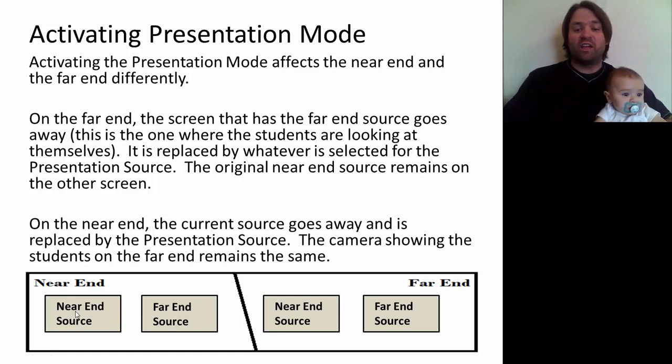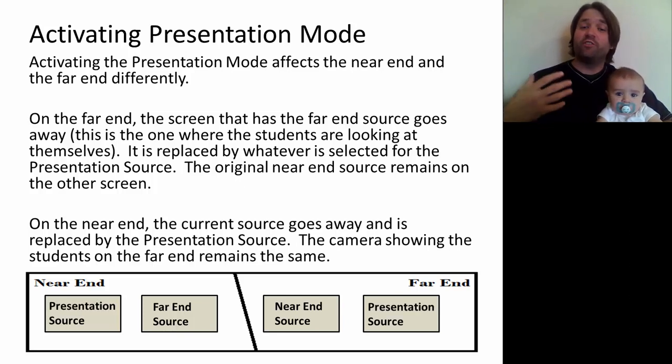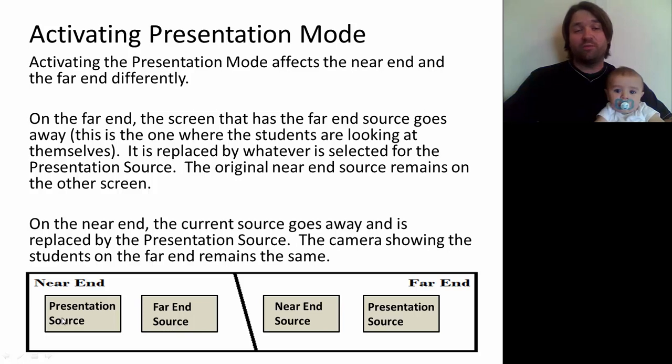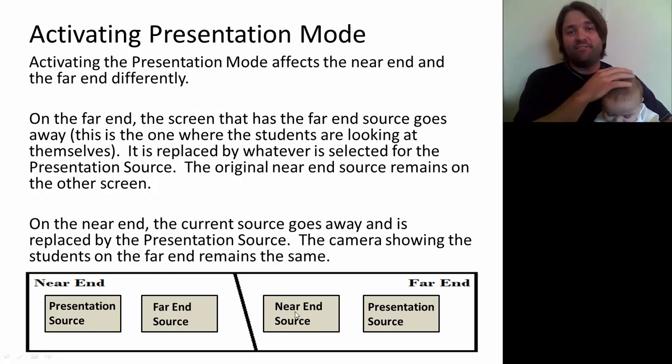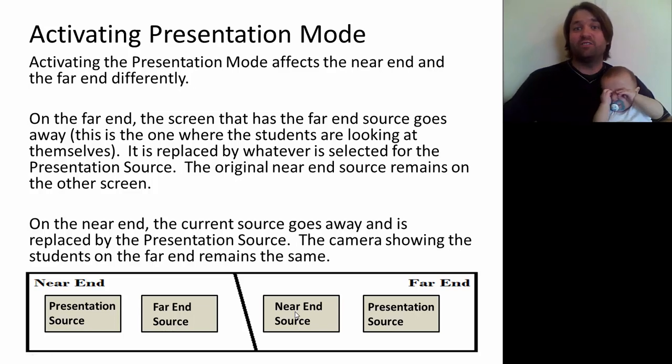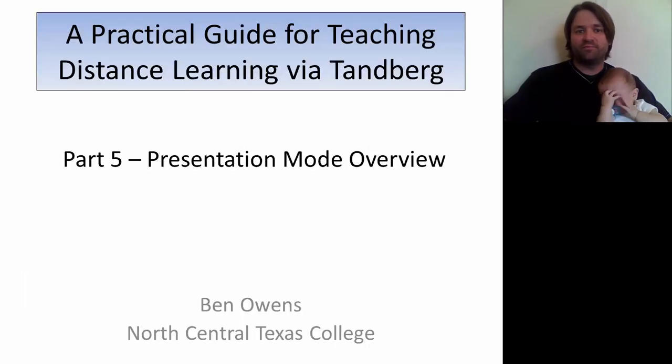So this is what it looked like. When you activate presentation mode, these cameras, or these screens, are going to go away and be replaced by the presentation source, whatever you choose to be the source that you have in the presentation mode. So on the near end, you're now looking at the students on the far end and whatever you chose on the presentation. And on the far end, you're looking at the original source that you had and the presentation. Now they have two screens that have content from your side, which is much better than just looking at themselves.